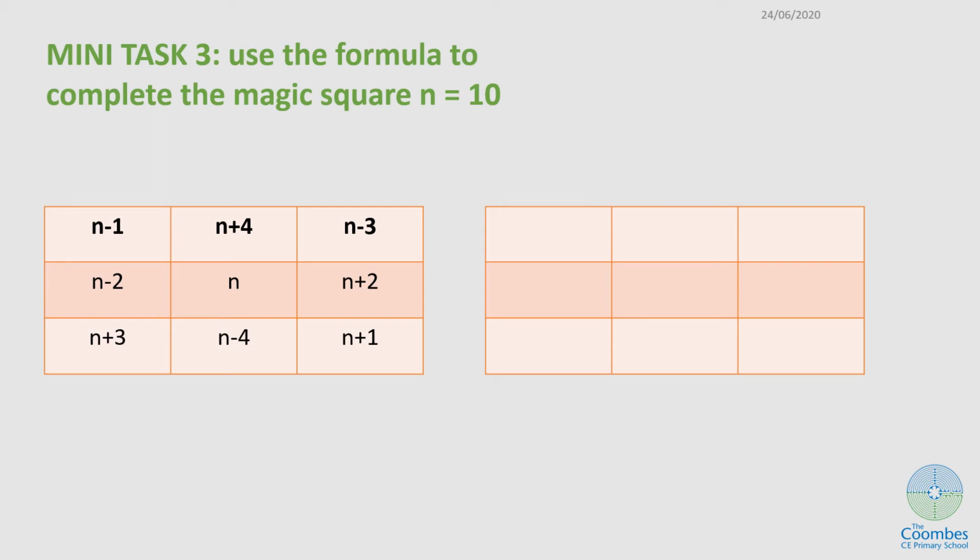This is our third mini task. What I want you to do is to pause the video and form a magic square for yourself. Now you will see I've given you where n is 10, so use that to fill in the numbers for this empty magic square, and we'll look at the answers in the next slide. So n is 10. Work out what all these will be. Wherever you see n, put 10 there and solve what is there, and also put 10 here and solve it. We'll look at the answers in the next slide.